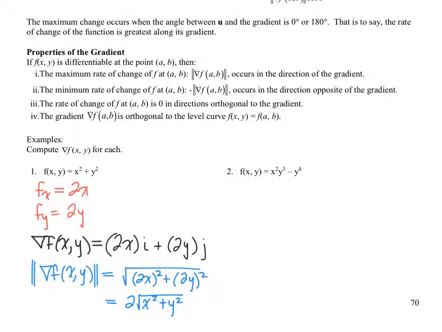The minimum rate of change occurs in the direction opposite of the gradient. And then you have some things related to orthogonality, but we'll get to that down the line. So, tackle a problem. Number 2 is pretty much the same thing.